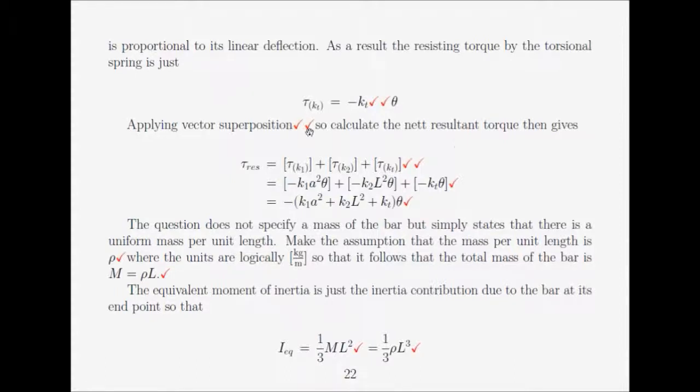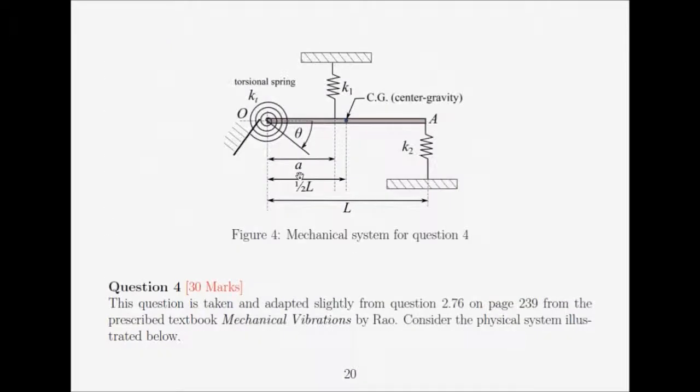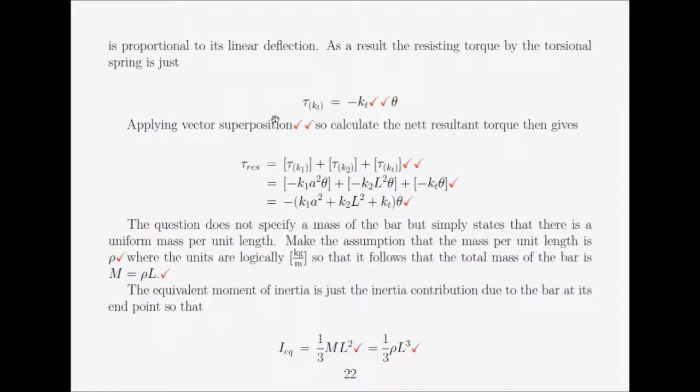We apply the principle of vector superposition. We then look at the system. There's a spring K1, there's a retarding force, there's a retarding torque. There's a spring K2, there's a retarding force, there's a retarding torque. So there's a retarding torque here, there's a retarding torque here, and there is a retarding torque for the torsional spring. We take the vector superposition of that, we have accounted for the sign convention, we get the resultant torque. Applying Newton's second law, F is equal to ma, or torque resultant is I equivalent times theta double dot. The question does not specify the mass of the bar, it simply states there's a uniform mass per unit length.